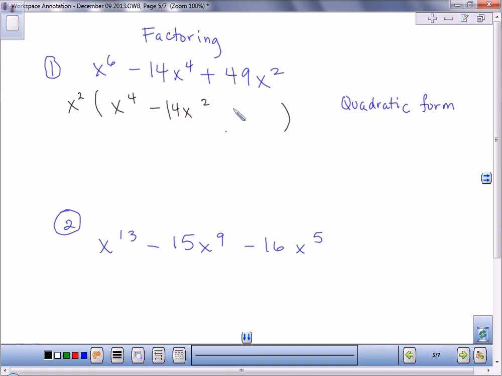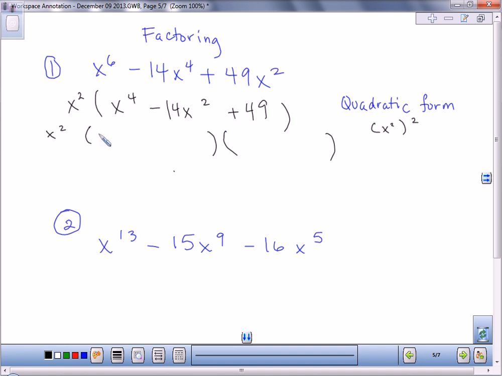minus 14x squared, plus 49. Now, this is not a quadratic, but we can think of it as being in quadratic form, because I can think of x to the 4th as x squared squared, can't I? Yeah. And so do you see, this would be like the x squared term, this would be like the x term, and there's my constant. So we will try to factor this further. Now it doesn't always factor further, but let's take a look.